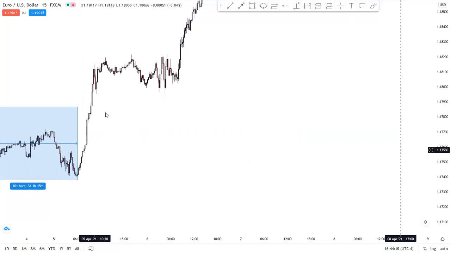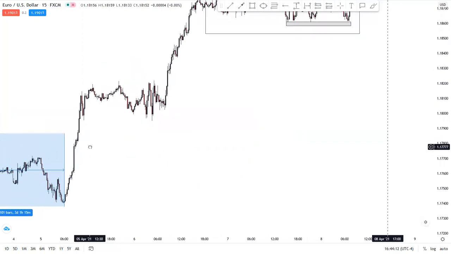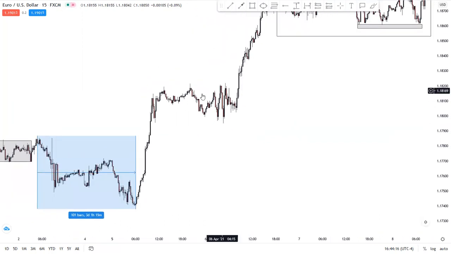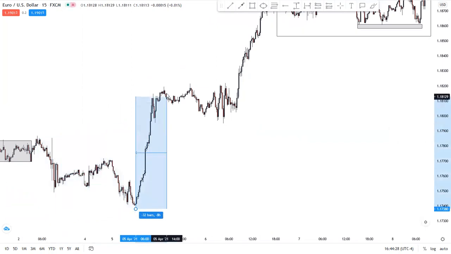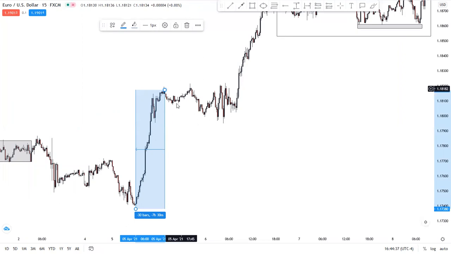How long does it take for this to happen? Okay, let's see how long. Well, in this case, we didn't have a retracement, so this happened really fast. I'm going to remove this, and this happened in 30 bars, 7 hours and 30 minutes, as you can see.